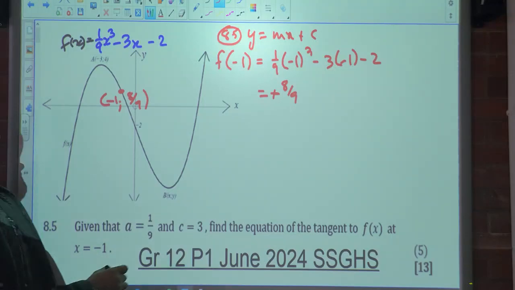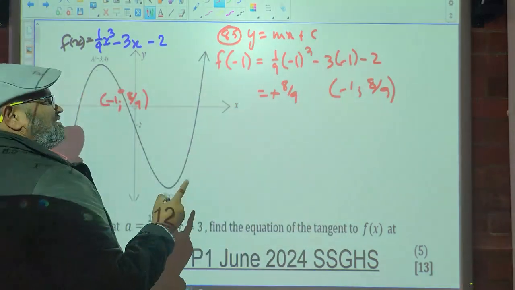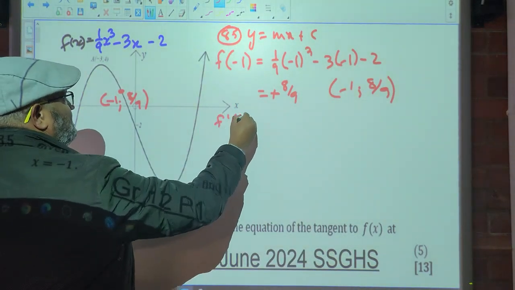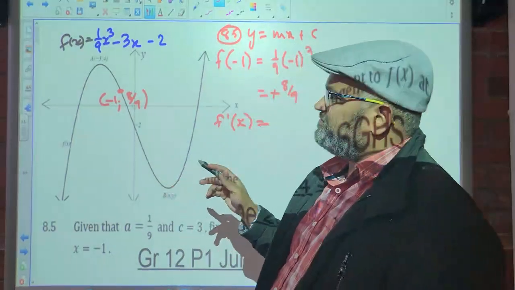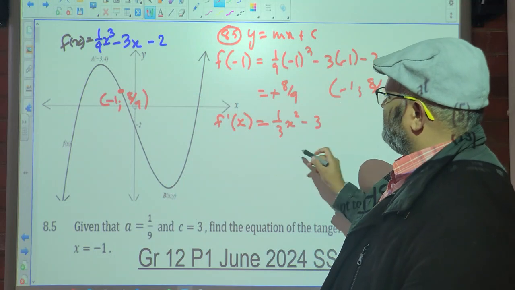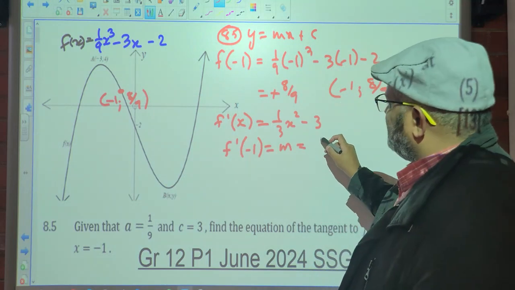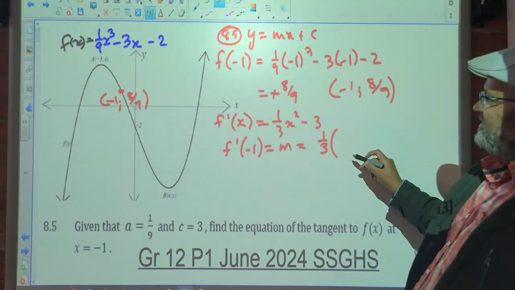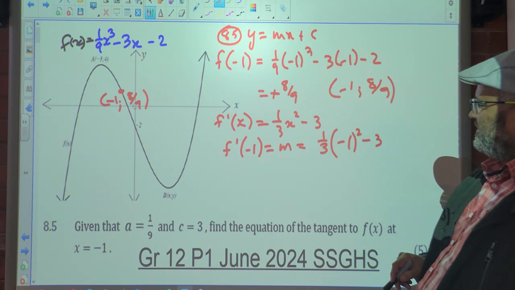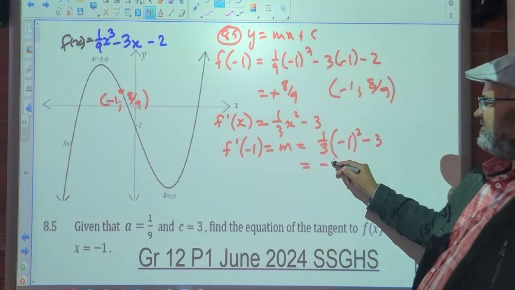Okay, which means to say the point of contact is negative 1 and 8 over 9. That's the point of contact. So what do I do, people? I know my first derivative will give me the general gradient anywhere along the curve. So it's going to give you 1 over 3x squared minus 3. Now you sub negative 1 in there as well to get the gradient of the tangent at that point. So it's going to be 1 over 3 into negative 1 squared minus 3. So it gives you a third minus 3, which is negative 8 over 3.